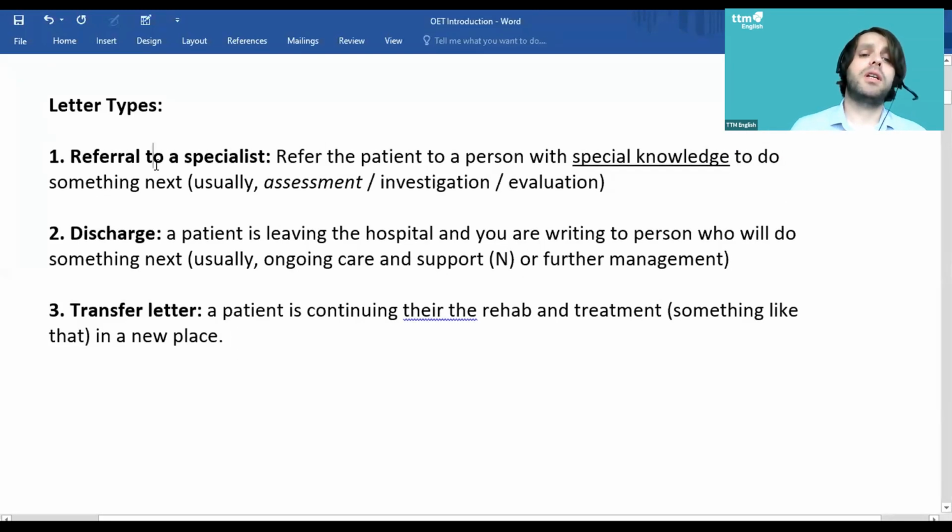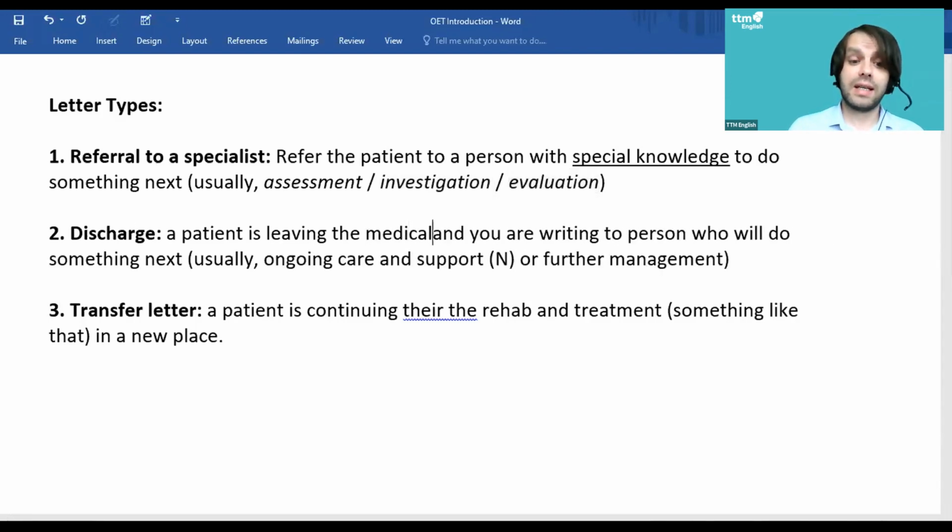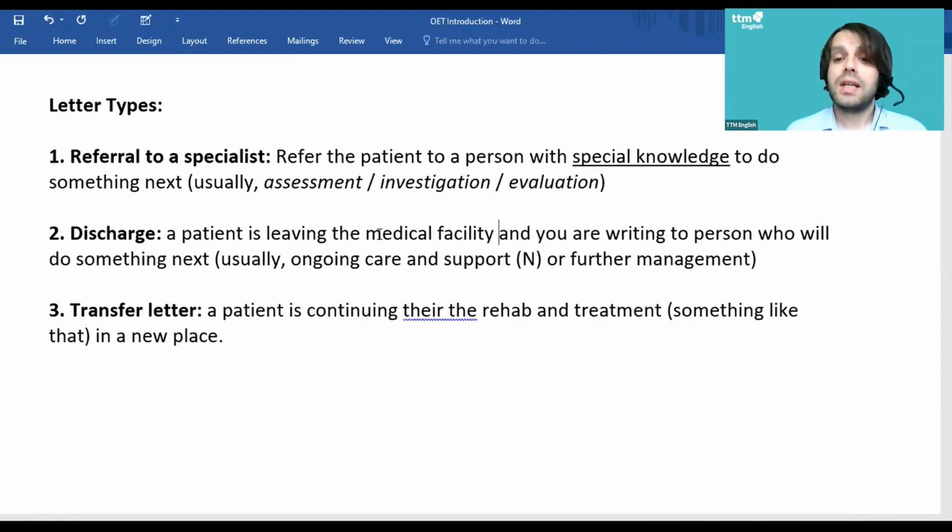So a referral to a specialist is to refer the patient to a person with special knowledge to do something next, usually assessment. These are just synonyms, guys. A discharge is when a patient is leaving the hospital, or I should say the medical facility. It could be something else, right? And you write it to a person who's going to do something next, usually ongoing care and support for nurses. If you're a doctor, it's going to be further management, probably. Obviously, you've got to read the case notes.